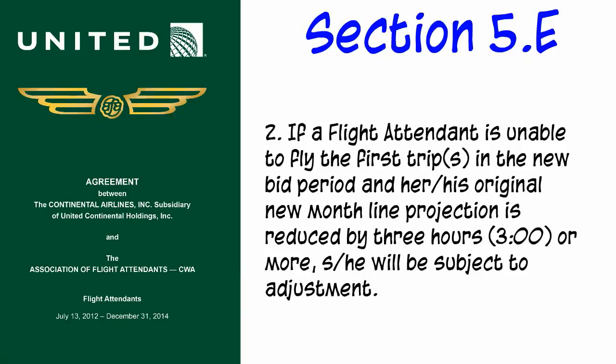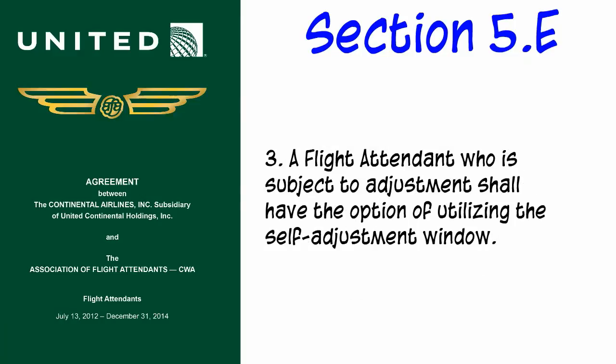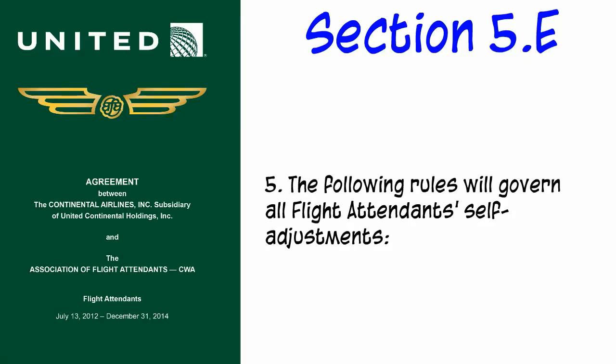If your line value for the new month is reduced by 3 hours or more due to trip incompatibility, you are subject to an adjustment. If you are subject to adjustment, you can use the self-adjustment window. This occurs during the adjustment period. Check your bid packet inserts for base-specific times. If you choose to self-adjust, remember these rules.